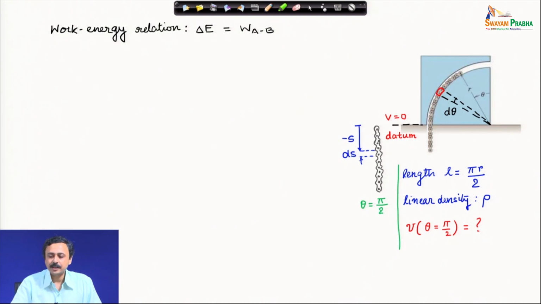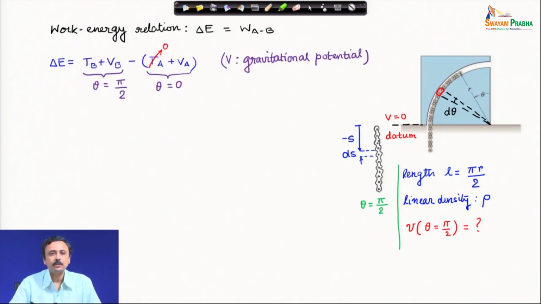Now, the whole system is in a uniform gravitational field, and the thing is in a vertical plane. Therefore, the chain is driven by gravity. We have to calculate the gravitational potential energy of the chain. For that, let us look first at the total mechanical energy. The change in the total mechanical energy is the total mechanical energy at B minus the total mechanical energy at A, which I have written out.